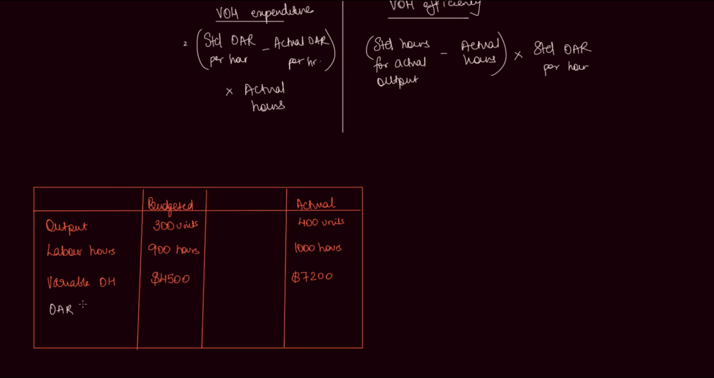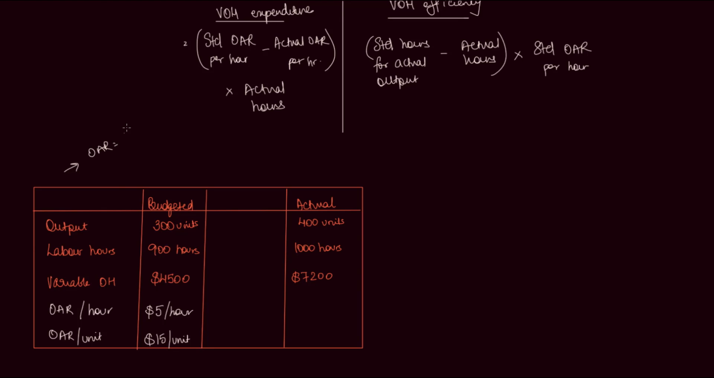We'll calculate overhead absorption rate per hour, and we'll also calculate overhead absorption rate per unit. We'll do this in advance so that if needed in our calculations later, it's easy. Overhead absorption rate per hour will be $4,500 divided by 900 hours, so $5 per hour. And overhead absorption rate per unit will be $4,500 divided by 300 units, so $15 per unit.